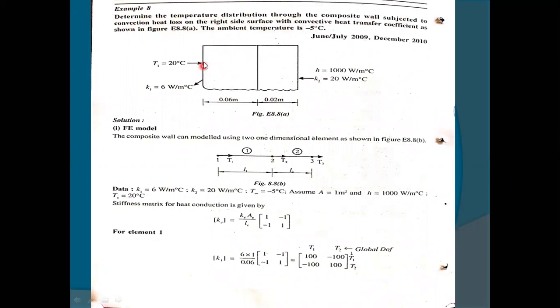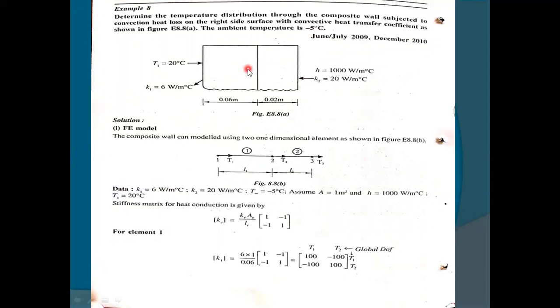One end is subjected to a temperature of 20 degrees Celsius. On the other end it is subjected to convection with heat transfer coefficient H equal to 1000 watt per meter square degree Celsius, and they have given K1 equal to 6 watt per meter degree Celsius and K2 equal to 20 watt per meter degree Celsius. So K1 is for element 1, K2 for element 2. On one side it is 20 degrees Celsius, and on the other side there is a surrounding temperature of -5 degrees Celsius. Now this is the question they have given.